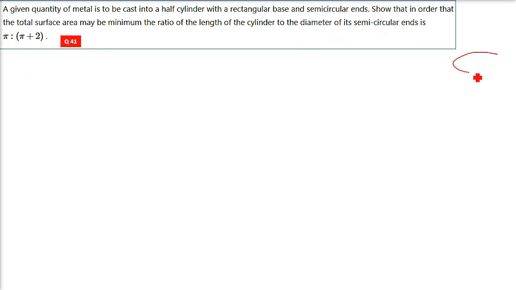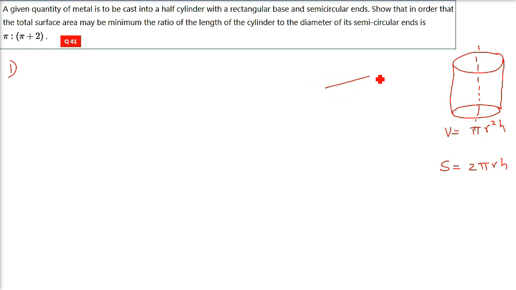Now just assume there is a cylinder, and assume that it is cut into half. What is the volume of the cylinder? Pi r square h, but we are going to make it half. What is the surface area? It's 2 pi r h, and that is also going to change, because we are not going to use it wholly. The question is saying that it is not the full cylinder.